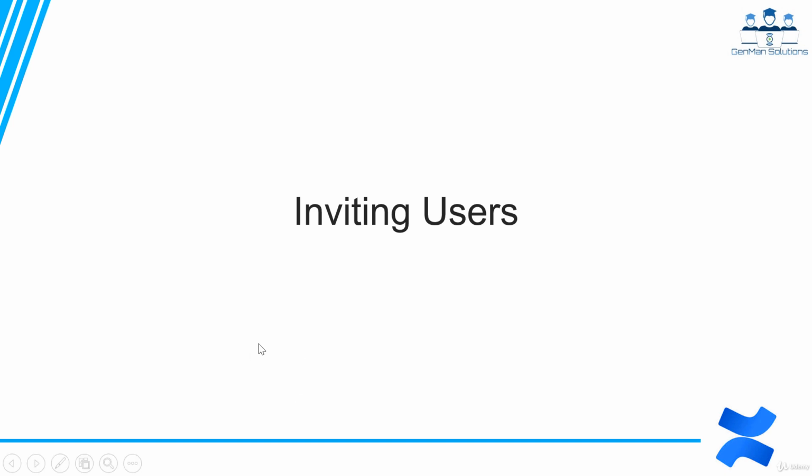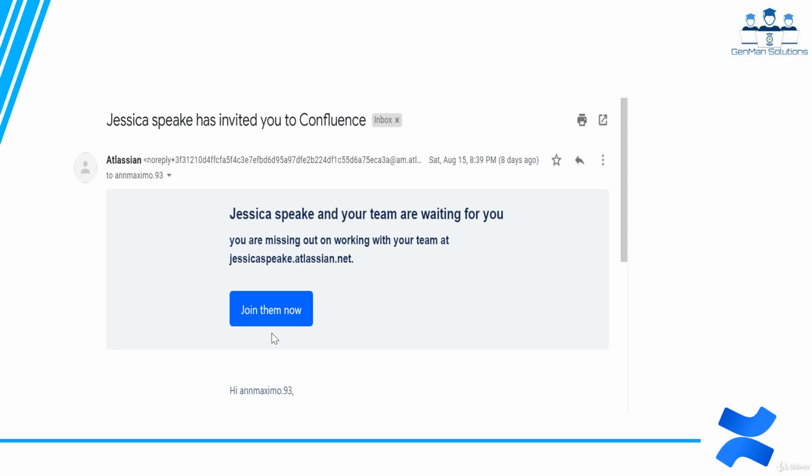Now once you have invited the team members or new users, those new users will receive an email invitation like this. And once they click on the join them now button, they will be directed to Confluence or sign up page. If the user is new to Confluence, they will have to go through the sign up process, which we discussed in our introductory lecture, where we looked at the process to create your own Confluence account.